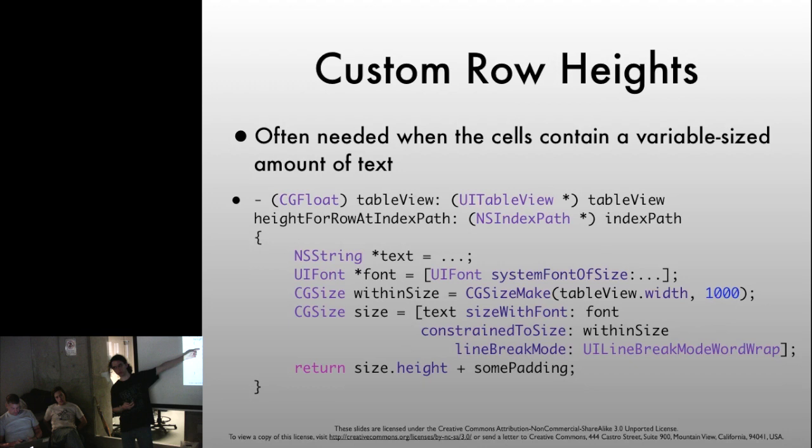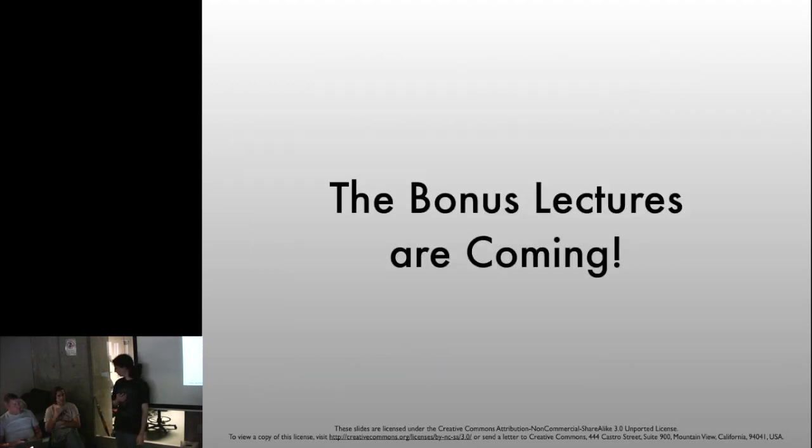You query text from the API, you pick a font, which could just be the UIFont system font of size, for example, 9 points or 12 points, and then you can ask the string to size itself given a maximum size, add some padding, and then you're done. So for example, if you have a single line, this will return a minimal value. If you have the entirety of the United States Constitution, that will return a very big value, and so on.